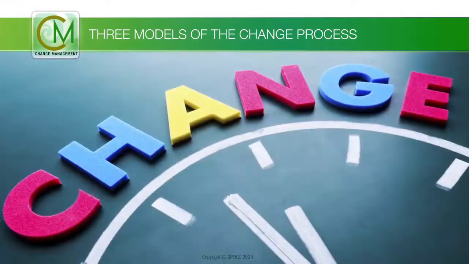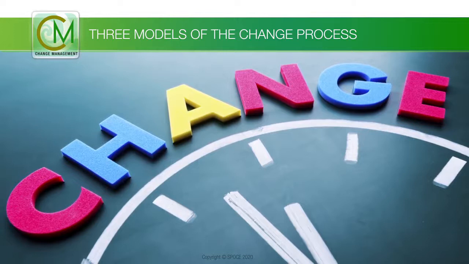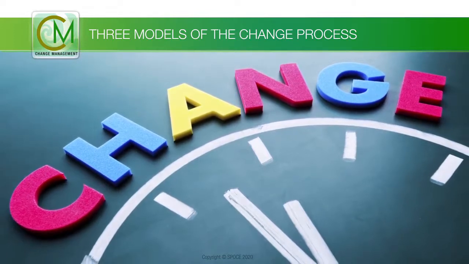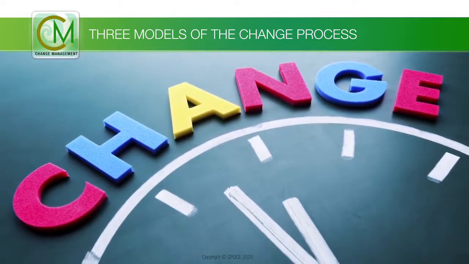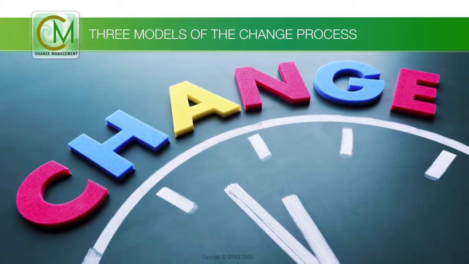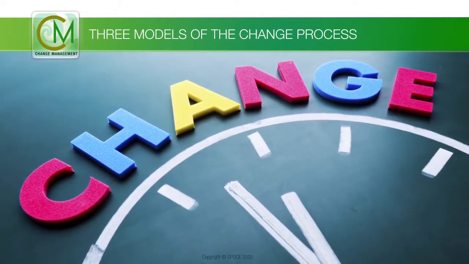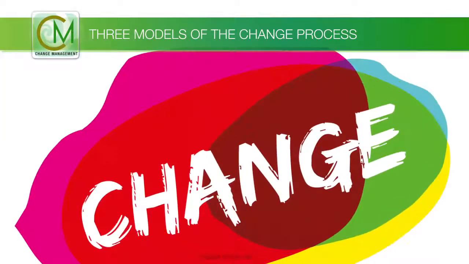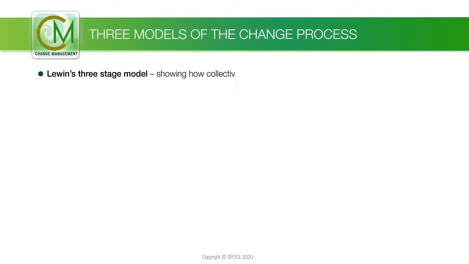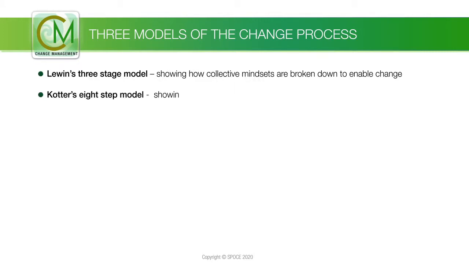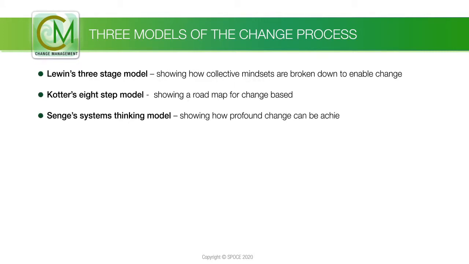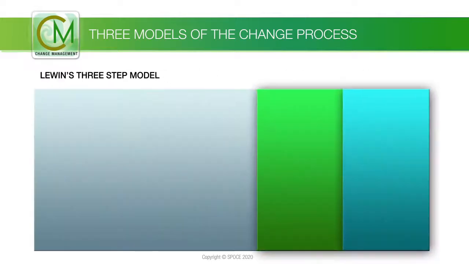Any project or program methodology implicitly contains a change process. However, such methodologies need a complementary understanding of the change processes involved. We have chosen to focus on 3 models that offer insights into these: Lewin's 3-stage model, Kotter's 8-step model, and Senge's systems thinking model. The first model we look at is from the mid-20th century.